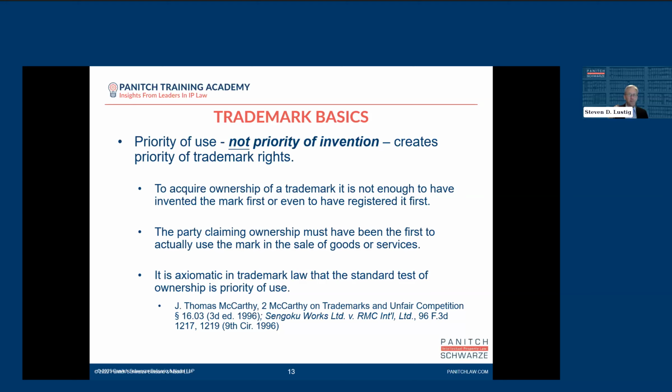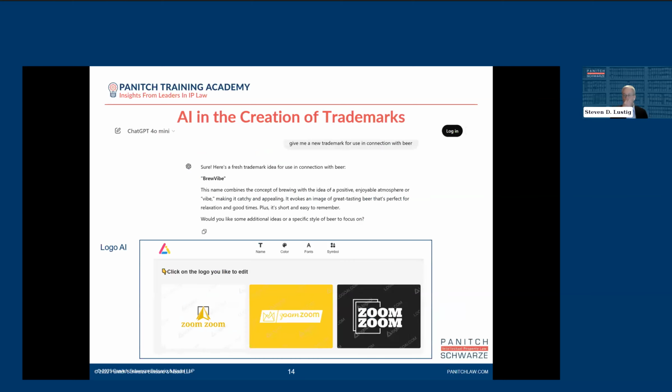In many foreign countries, there is a first to register or first to file trademark system. In those countries, it is the first person to file for the trademark that gets the rights. But again, it's not first to invent the trademark. It is very important to understand that the first person to invent it does not necessarily get the rights. They may get rights if they are also the first to use, but invention is not the touchstone here. It is priority of use, and in foreign countries, priority of filing and registration. Next slide, please.